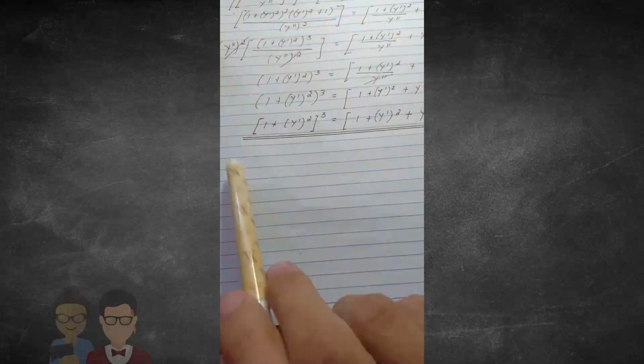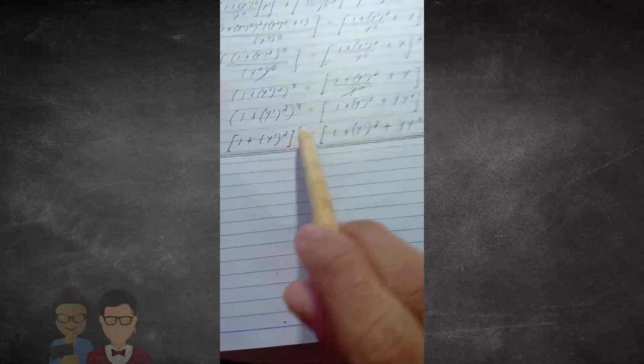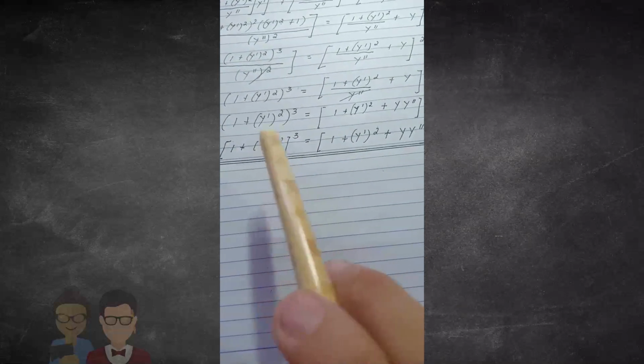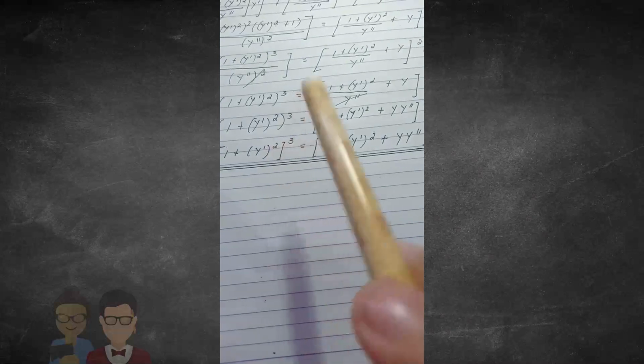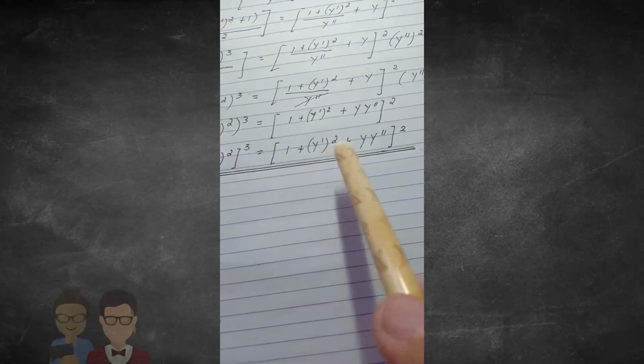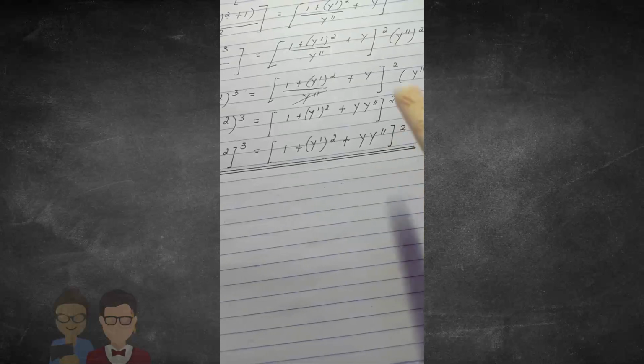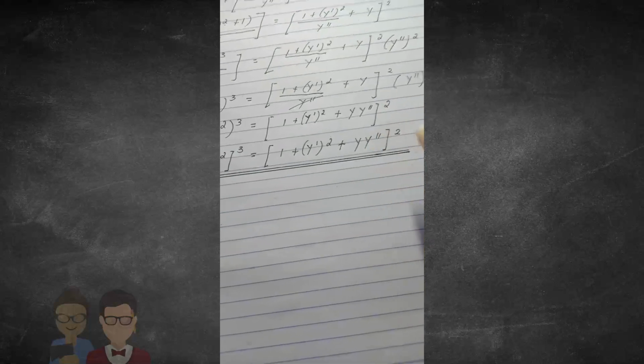Then final answer, that is the final answer: (1 plus y prime squared) quantity to the third power is equal to ((1 plus y prime squared) plus y double prime) quantity to the second power. Okay, final answer.